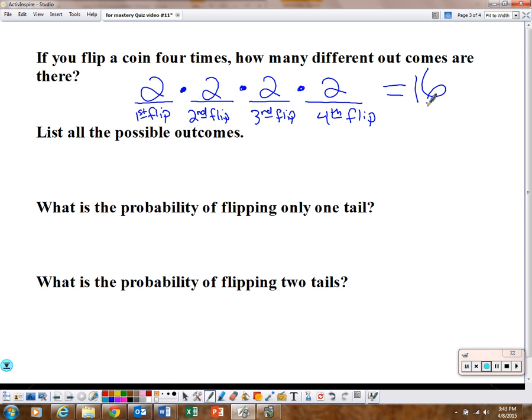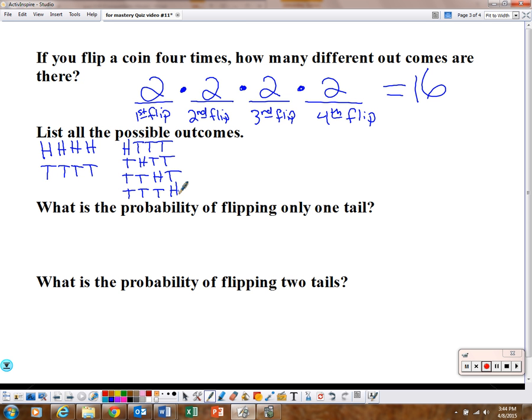So I'm going to start by listing all the heads. Heads, heads, heads, heads. I'm going to list all the tails. Tails, tails, tails, tails. That was easy. Now I'm going to do all of the possibilities where only one head occurred. So heads, tails, tails, tails, tails, heads, tails, tails, tails, tails, heads, tails. One more, tails, tails, tails, heads. Look at the pattern. Look at how I did that. That makes it pretty easy.